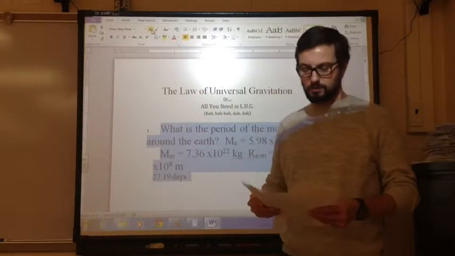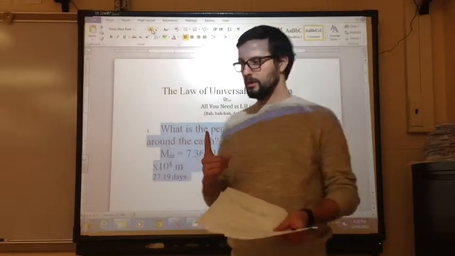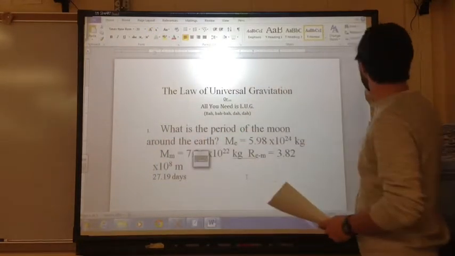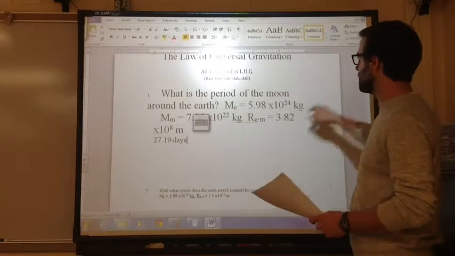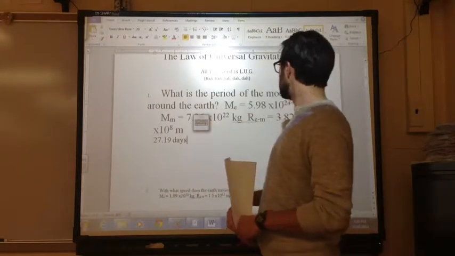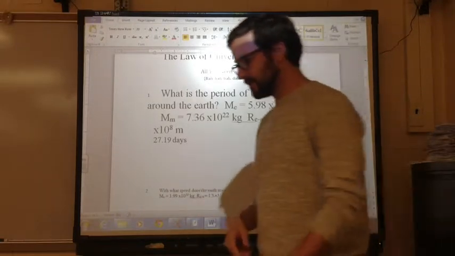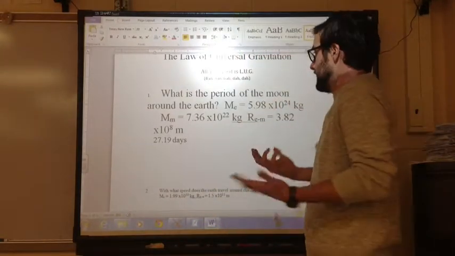Hey guys, so I'm going to walk through the solution to question number 1 on the All You Need Is LUG worksheet. Here's the question. Find the period of the moon's revolution around the Earth. It can probably be worded better, but find the period of revolution of the moon around the Earth.